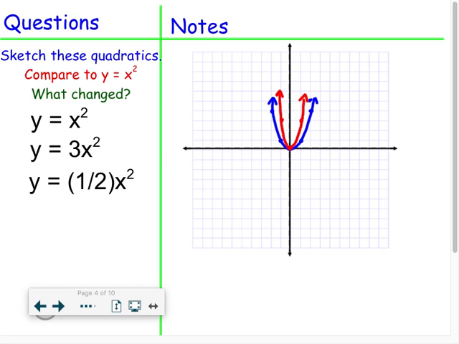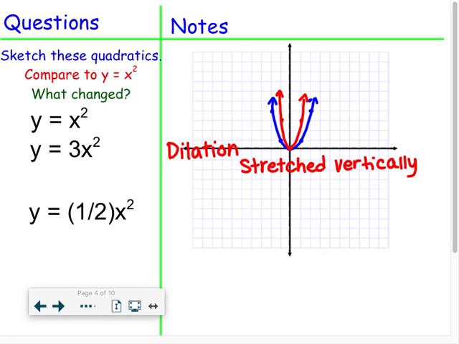What that is called is a dilation. A dilation is when you change the size. Now this dilation, because it's getting skinnier, is called stretched vertically. Because if you stretch something vertically, it's going to get skinnier. Stretch it out vertically, like pulling on it and pulling it up.